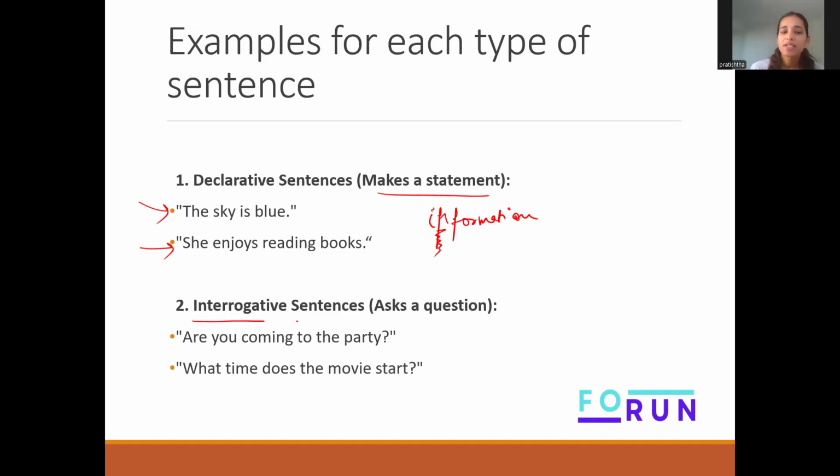After that, you have interrogative sentences. Interrogative sentences are going to ask a question. Are you coming to the party? What time does the movie start? It's asking questions. And your tone should be in a way that it seems like you're asking a question.